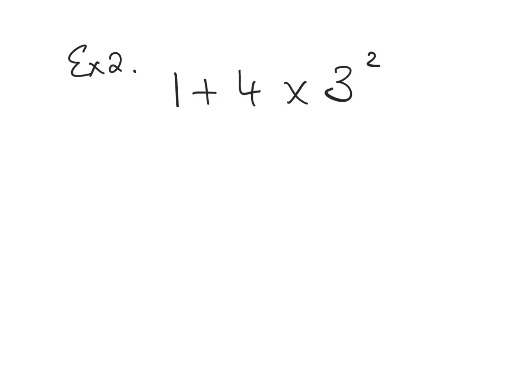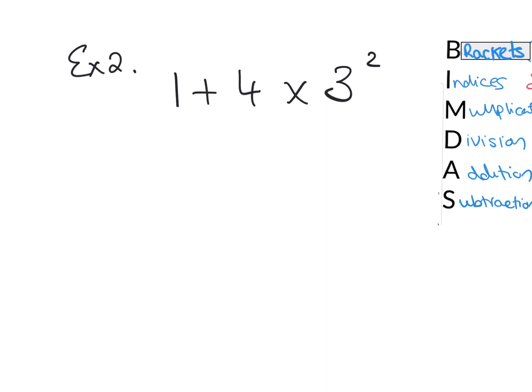Okay, example number 2. I have 1 plus 4 multiplied by 3 squared. Again, I'm going to have a look at my information about what BIMDAS actually means. Okay, so I can see here I have got addition, multiplication, and indices. So I'm going to highlight all of the ones that I need to use. So I have my indices, I have my multiplication, and I have my addition.